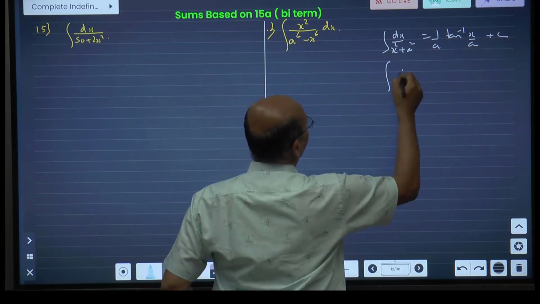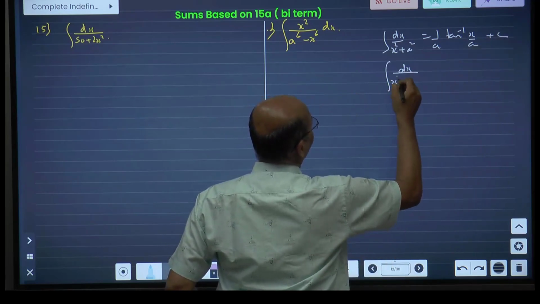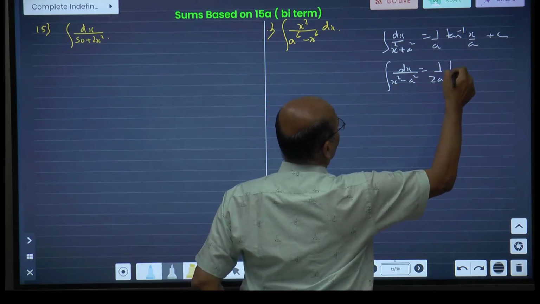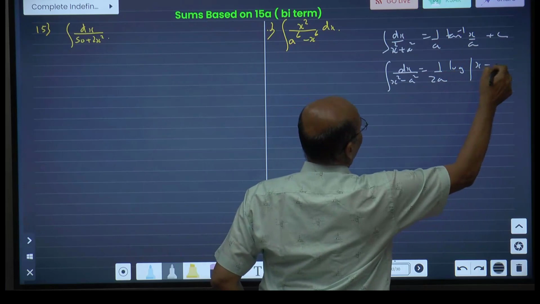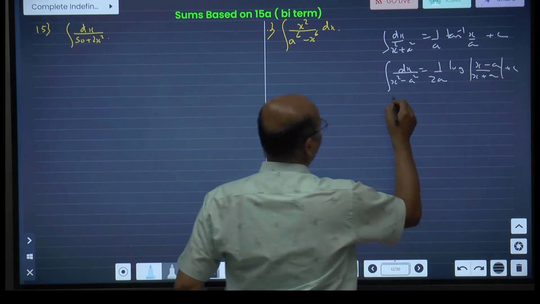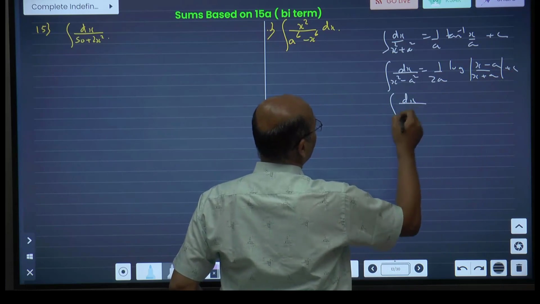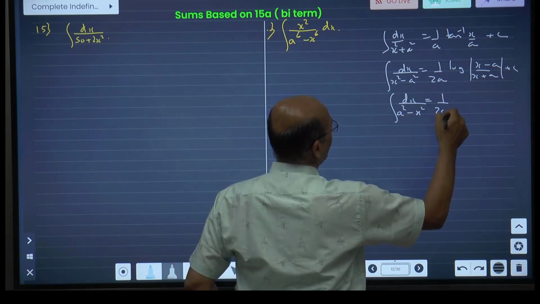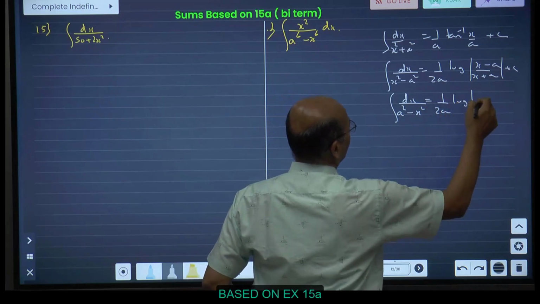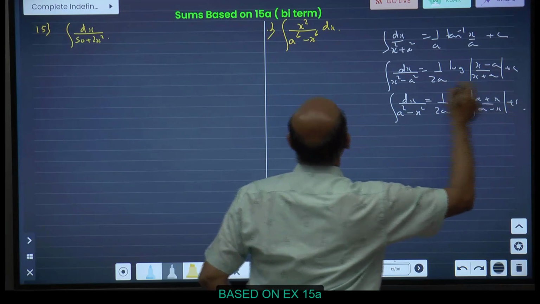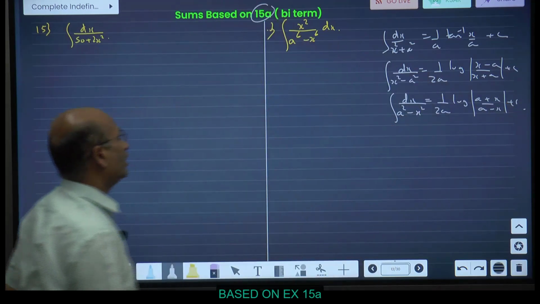So integral dx upon x square minus a square is 1 by 2a log of (x minus a) upon (x plus a) plus c. Integral dx upon a square minus x square is 1 by 2a log of (a plus x) upon (a minus x) plus c. Now first is what we are talking about.